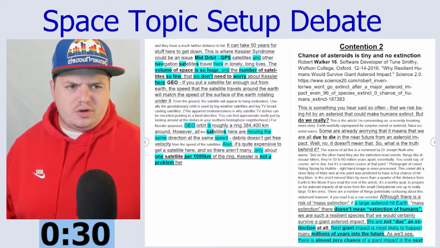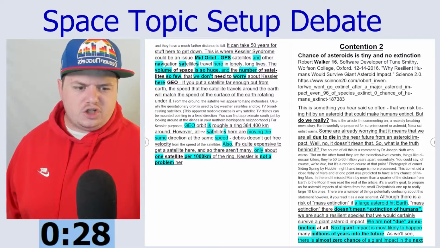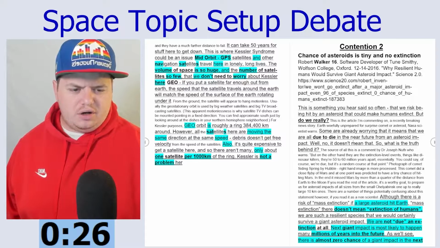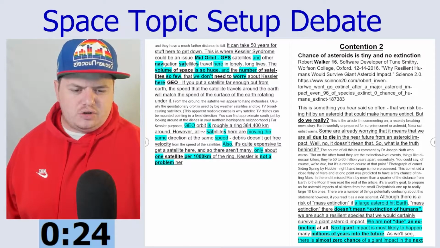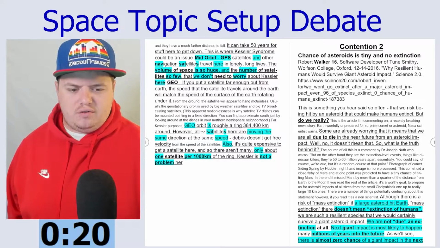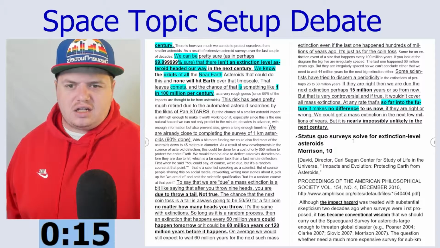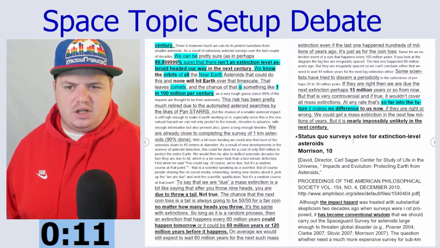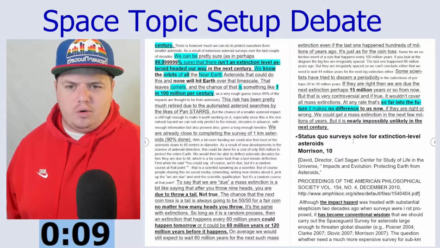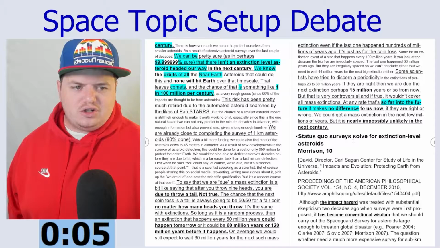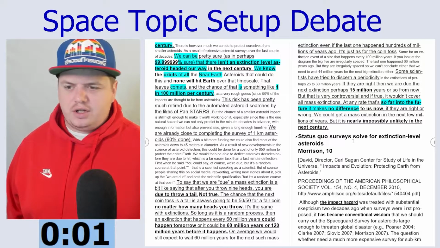The chance of asteroids is tiny, and there's no extinction. Walker in '16: A large asteroid hitting Earth doesn't mean the extinction of humans. We are not due for an extinction. The next giant impact is most likely to happen millions of years into the future. There is almost zero chance of a giant impact in the next century. We can be 99.9% sure that there isn't an extinction-level asteroid headed our way. We know the orbits of all near-Earth comets; it's like 1 in 1 million per century. So far into the future, it makes no difference. Thank you, and please vote for the neg.